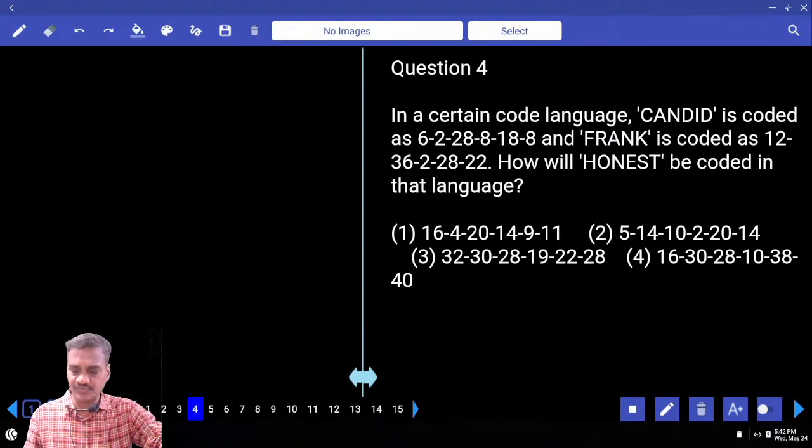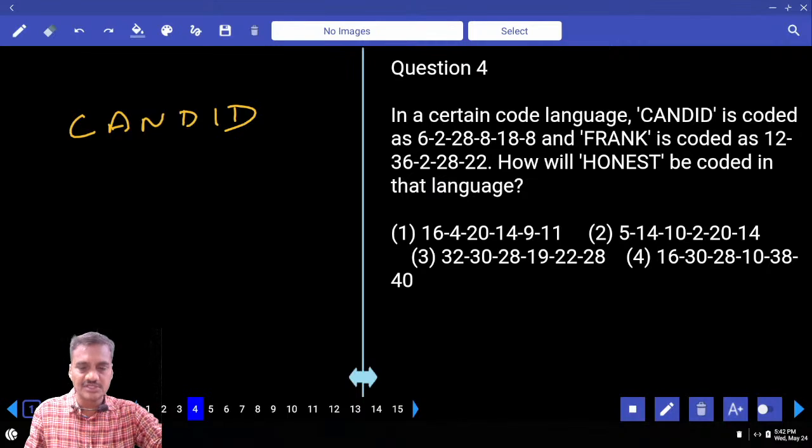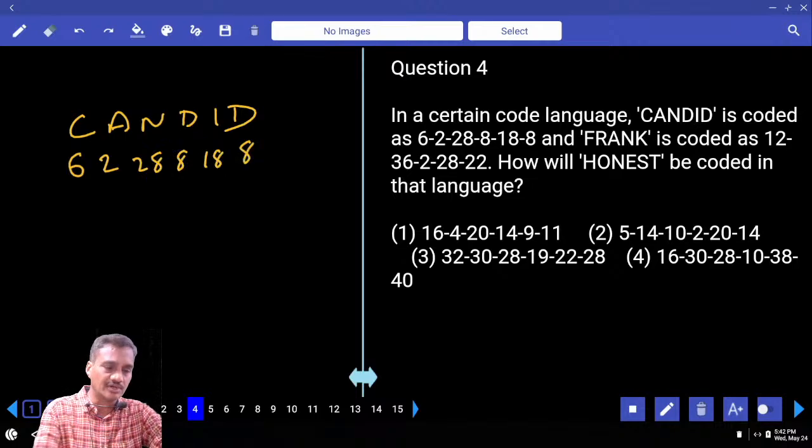Now in this question number 4, candid. Now CANDID. The code given to the word candid is 6-28. Now 6-28, 8, 18 and 8. Now in this one, to each of these letters the letter is doubled.